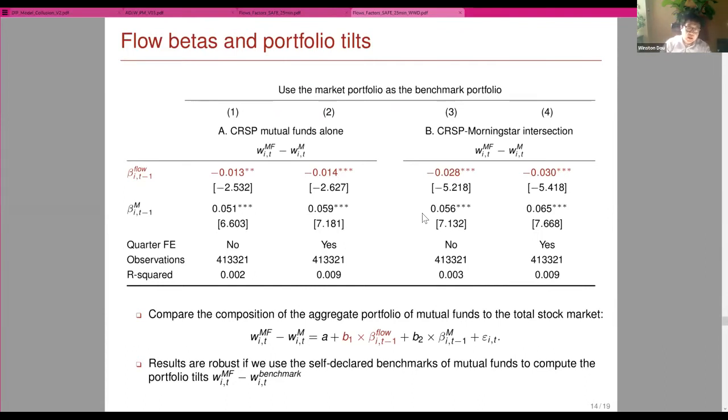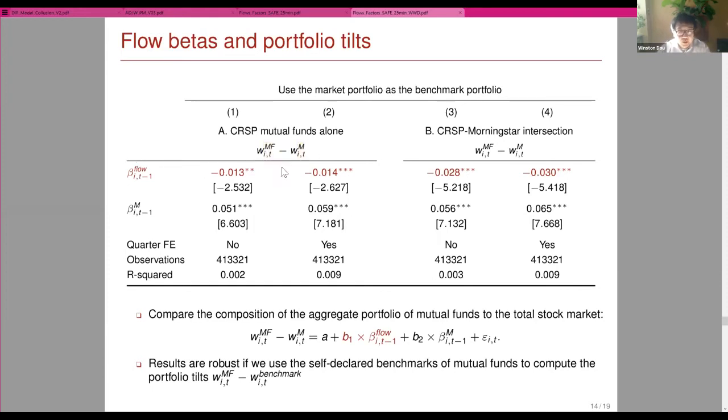This is saying that the institutions don't like those assets with high flow betas, because to them it's more risky. Okay, so if that's the case, for the stocks with high flow betas, if you look at the aggregate mutual fund holdings, which is the weight for the stock, meaning mutual funds divided from this market portfolio, it should be more negative.